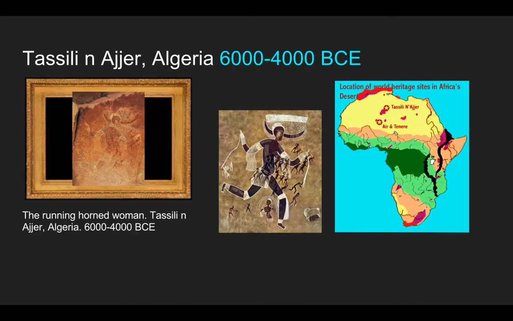Okay. So the founder of many African rock paintings in the area, we've got the Horned Woman here. This is the running Horned Woman. We've got kind of that twisted perspective. She's got many more symbolic things happening to her.